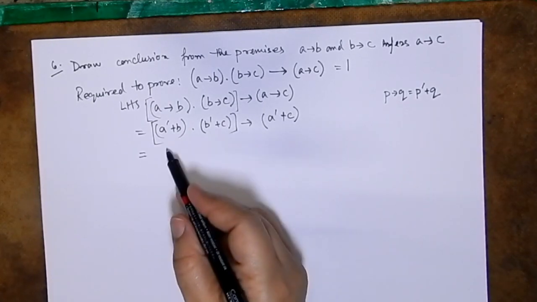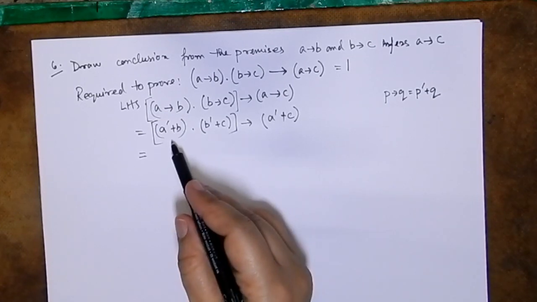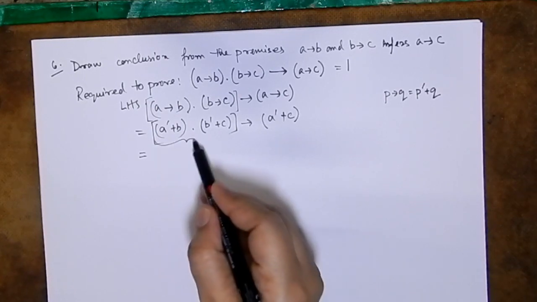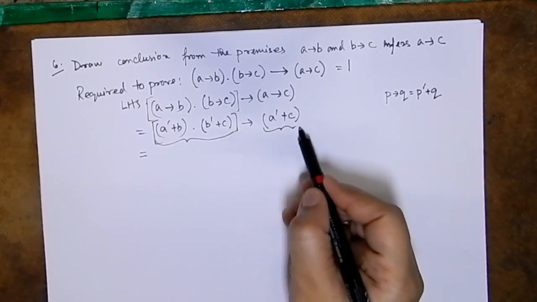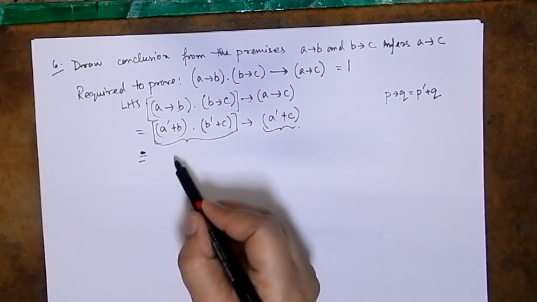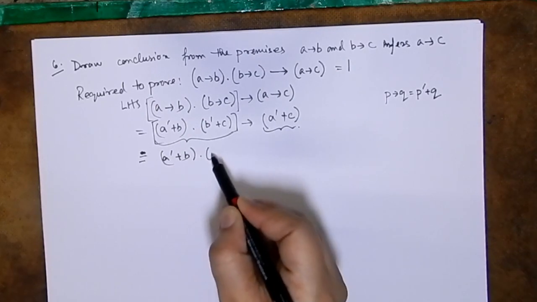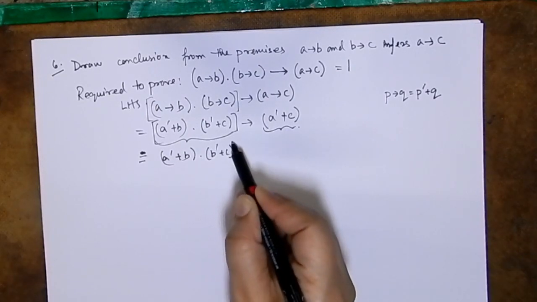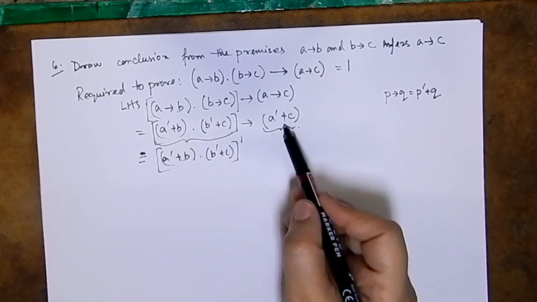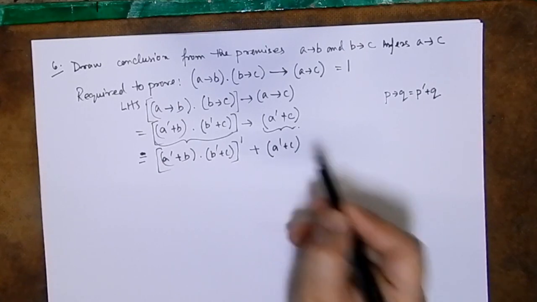Now here what I'm going to do is, instead of expanding this, I'm going to take this as the antecedent and this as the consequent and apply this law again. So that will give me A dashed plus B dot B dashed plus C whole dashed. So this is P now and this is Q. So that is P dashed plus Q is this.